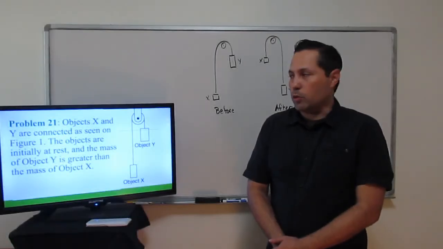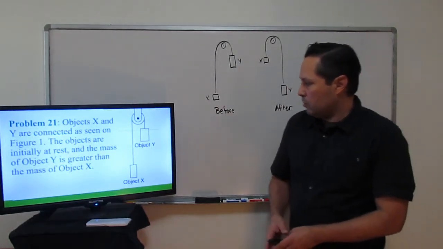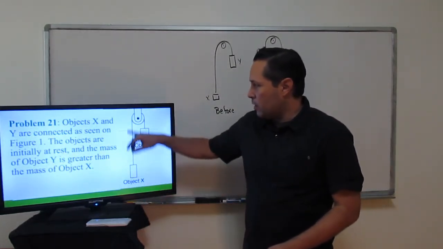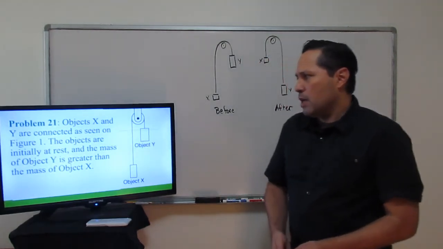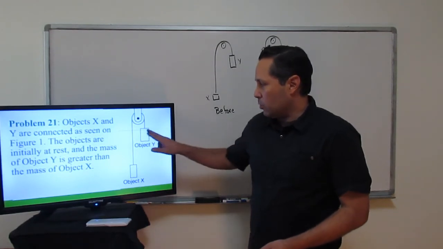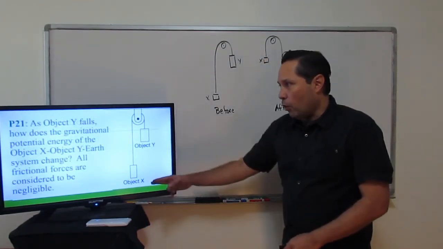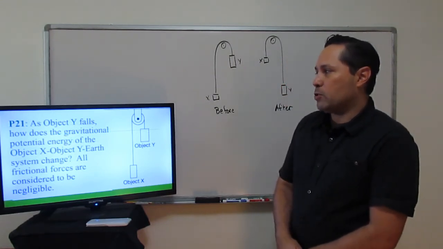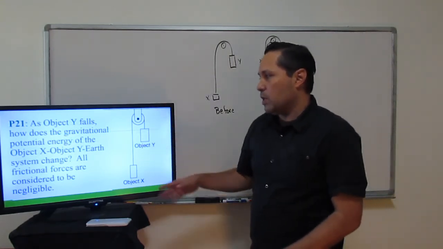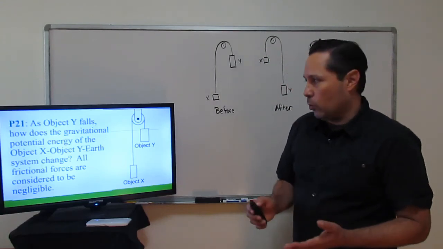Our next problem is number 21. It says objects X and Y are connected as seen in figure 1. So here we have it. There's X, there's Y, there's a pulley right there and a string. The mass of object Y is greater than that of object X, so this is heavier. Then they ask, as object Y falls, how does the gravitational potential energy of the whole system change? All the frictional forces are considered to be negligible, so you can ignore them.